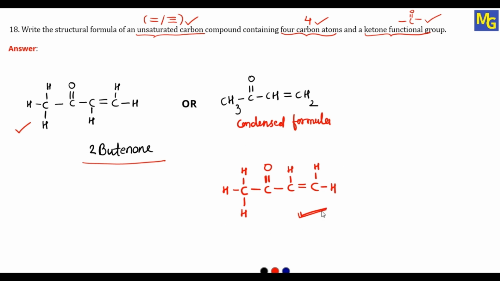The same structural formula we can combine also. So how we can combine? We can combine the first carbon with this 3H, it will become CH3. This C double bond will remain as it is. This we can write as CH, and this we will write as CH2. If you write by combining all these, then it is called the condensed formula.